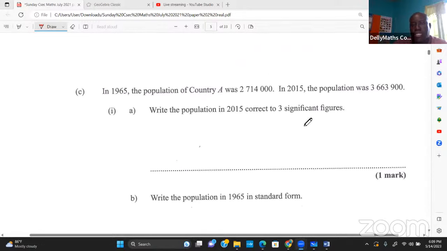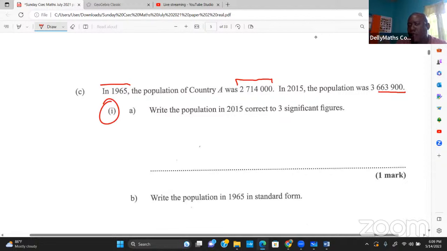102. Take a look at the C part of this question. It says, in 1965, right here, the population of country A was 2,714,000. In 2015, the population was 3,663,900. Here comes the question.